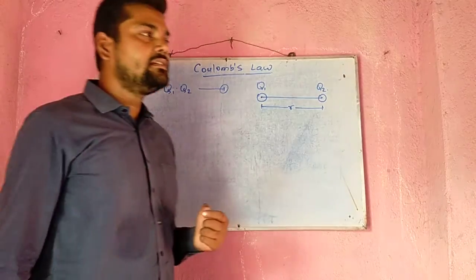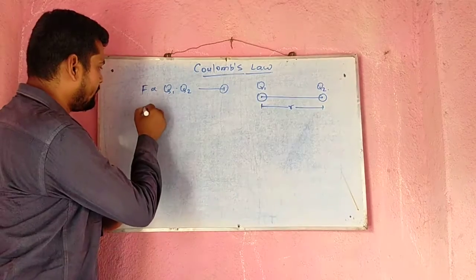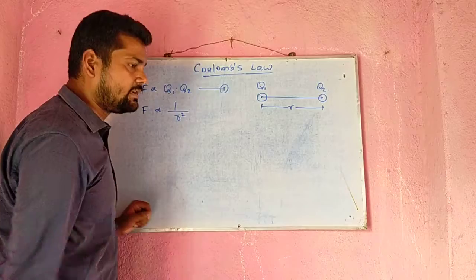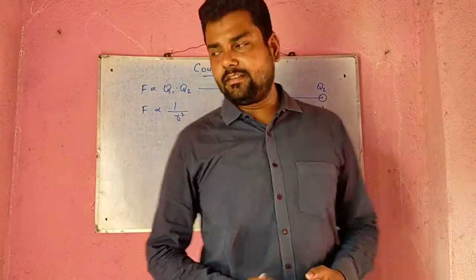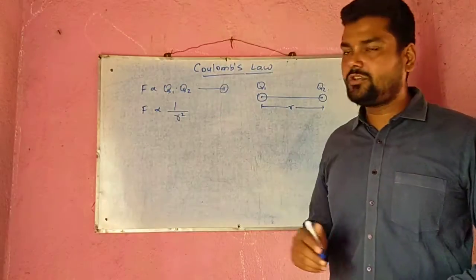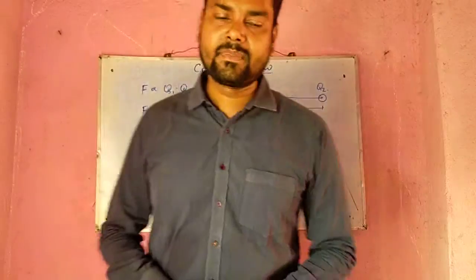And he also said that the force is inversely proportional to the square of separation between them. So what we can understand from this is that the force is directly proportional to the product of charges and inversely proportional to the square of distance between them.